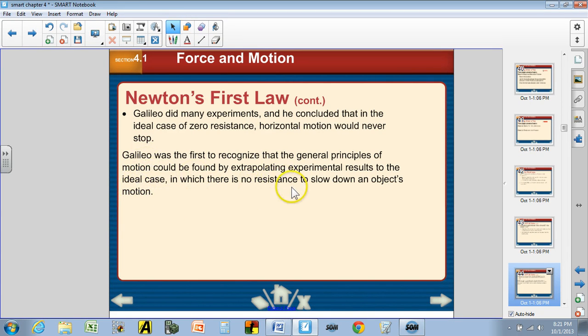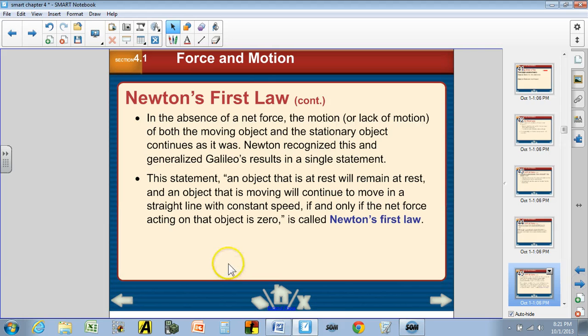Galileo was the first to recognize that the general principle of motion must be found by extrapolating experiments. He basically tried to come up with an ideal case, and the closer he got to the ideal, the better it looked. In the absence of a net force, the motion or lack thereof of both the moving object and a stationary object continues as it was.